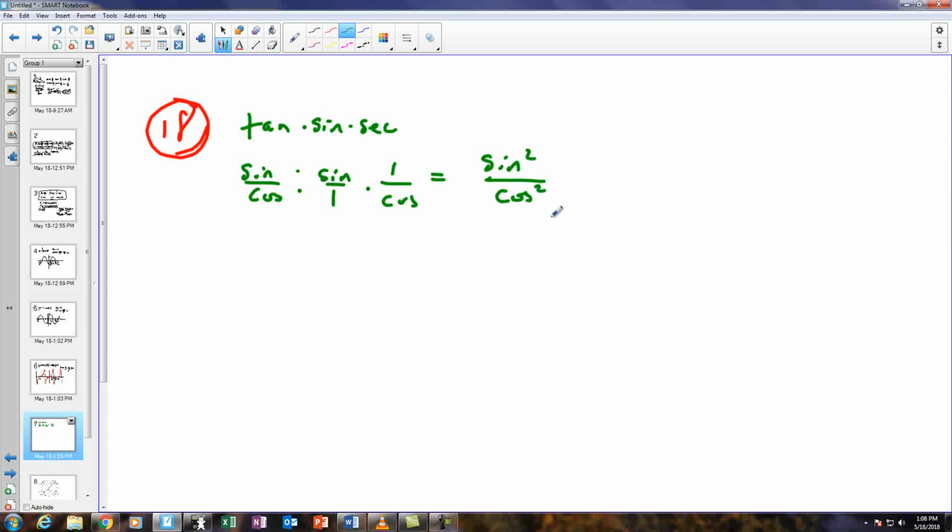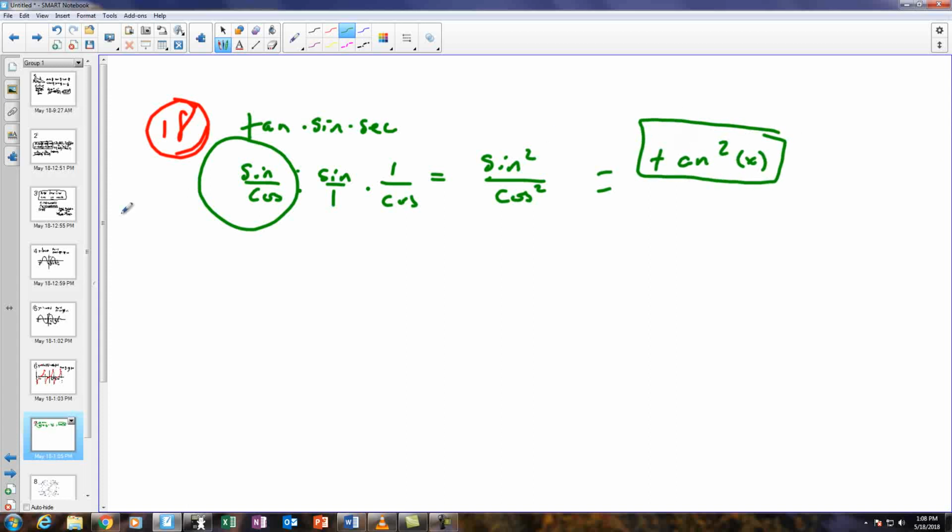Well, it's better. I'm only dealing with 2 functions, but it is a fraction. It's not the best. I look back at the toolkit, and I remember, oh yeah, sine over cosine is tangent. So sine squared over cosine squared is tangent times itself, which would be tangent squared of x. Okay. And so there's the answer to question number 18.